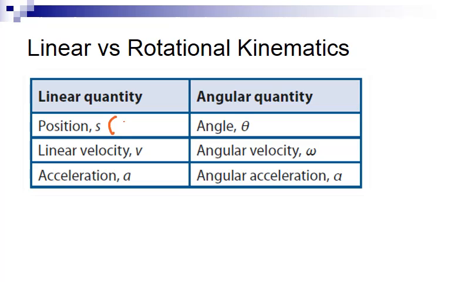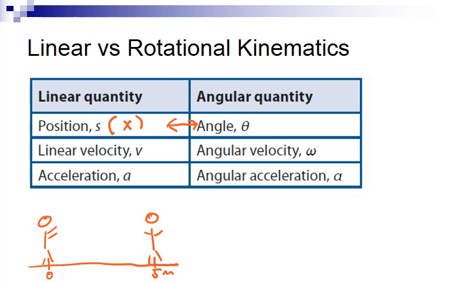Position, S or X, we use both in class. Angle is the equivalent in angular, right? So what's the position if I'm standing here and I end up here? This is 0 here, and let's say this is 5 meters. That's my position change. In terms of an angle, if this is right here, we start at 0, and then we go over to here, and let's say that's 2 radians. I could say 2 radians is this location right here.